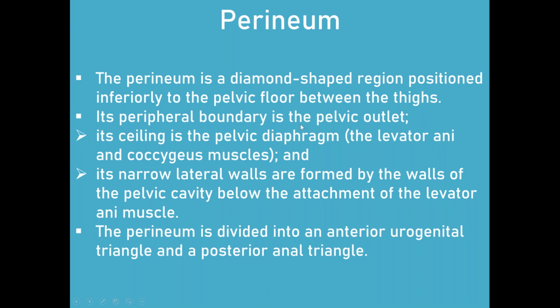Its peripheral boundary is the pelvic outlet. Its floor is the pelvic diaphragm, the levator ani and coccygeus muscles, and its narrow lateral wall is formed by the wall of the pelvic cavity below the attachment of the levator ani muscle. So the perineum is divided in two: the anterior urogenital triangle and the posterior anal triangle. So this is very important. We have two areas of the perineum. The anterior is known as the urogenital triangle, and the posterior area is known as the anal triangle. So these are two important areas.